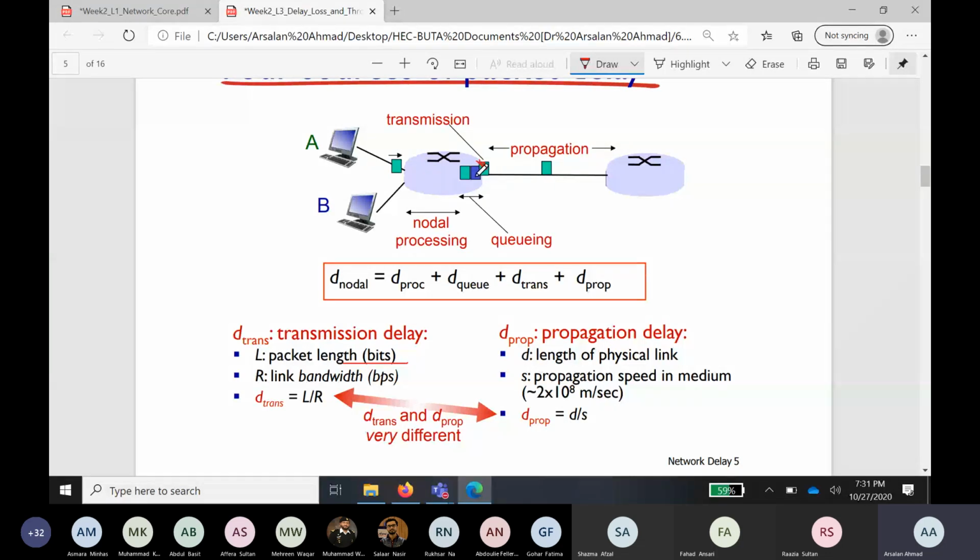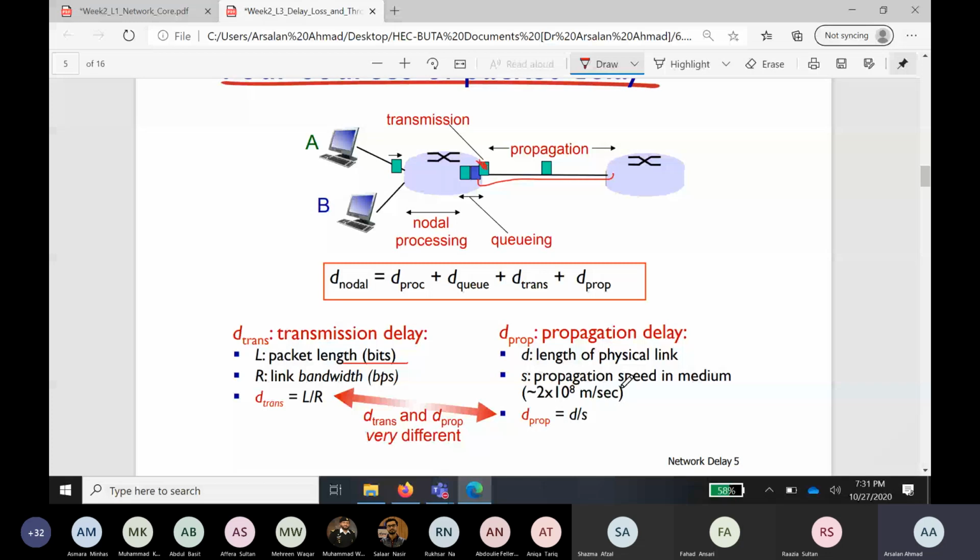Then this packet will propagate from this router to this router over this link, and the time required for the packet to propagate on the link is the propagation delay. This is the propagation delay. It is d by s, where d is the length of the physical link. This particular length, this one, is d, and it may be in kilometers, 200, 300, 400, 1000, whatever, in kilometers. And s is the propagation speed in the medium.